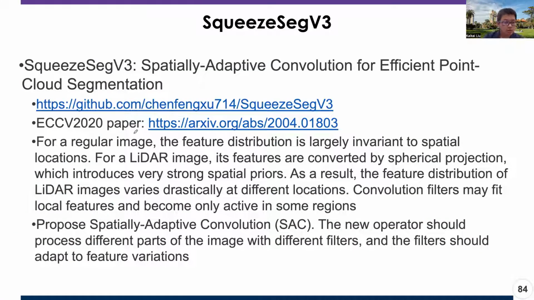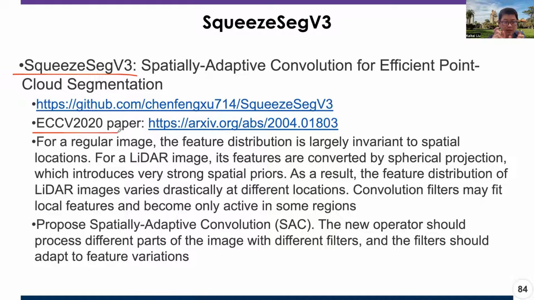Okay, so now let's take a look at the SqueezeSegV3 paper. This is pretty new, from ECCV 2020. In the previous RangeNet paper, they already identified some problems. When you project into range images, many points might overlap.